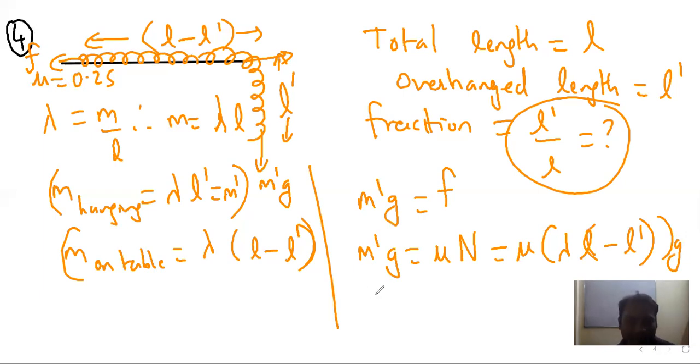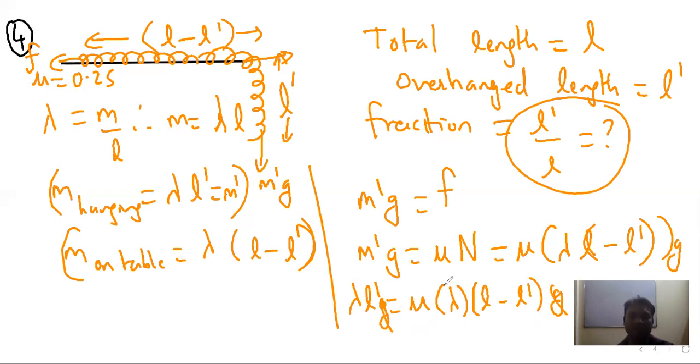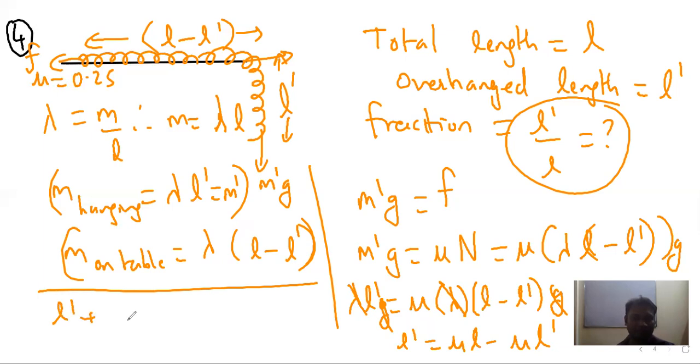So from this, what I am able to find, m dash I will substitute as lambda L dash is equal to mu into lambda into L minus L dash into g. And here also we have g, which cancels out. Lambda also cancels out. So we get L dash is mu L minus mu L dash. So let us do the simplification. L dash plus mu L dash is equal to mu L. So from this we get L dash upon L is mu upon 1 plus mu.